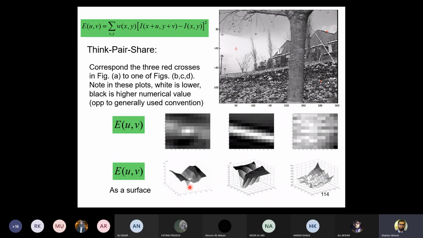Here the convention is a little bit opposite. This is also what we have discussed previously, and the convention is that white is low value and black is large value.